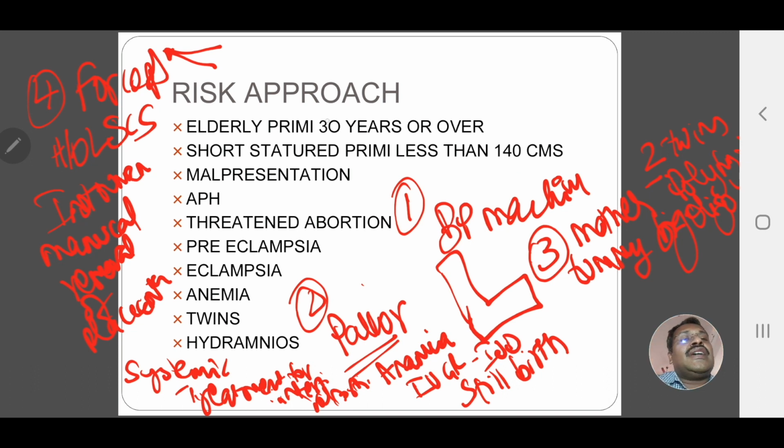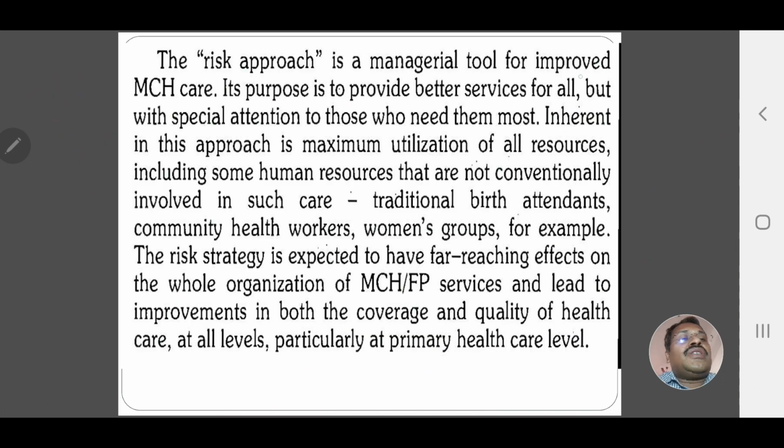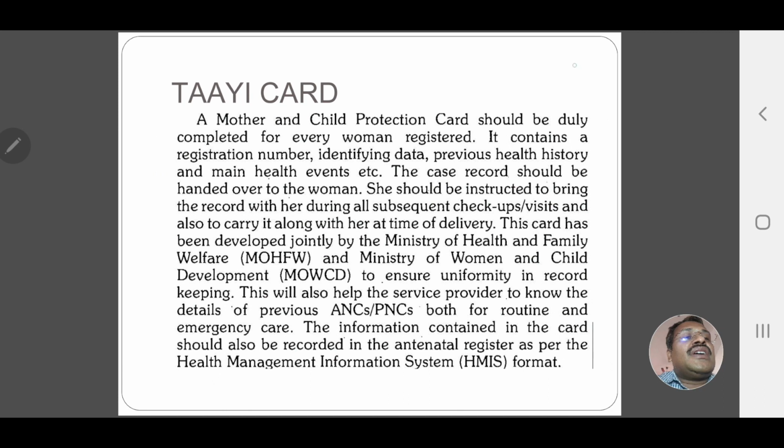So remember the first one is age and the related factors, age, height and elderly factor, followed by first picture BP picture, second picture the pallor, the third picture the mother with a big tummy, and the fourth picture forceps, and then two additional points. So in this way you try to remember who is a high risk mother. So this is about the risk approach which I told you before. It is a managerial tool involved in MCH care. The purpose is to provide better services for all with special attention to those who need them most. Next one is DAI card.